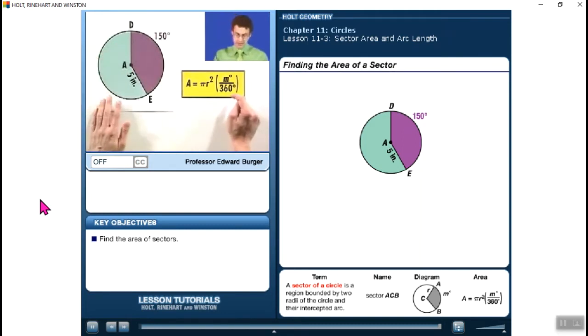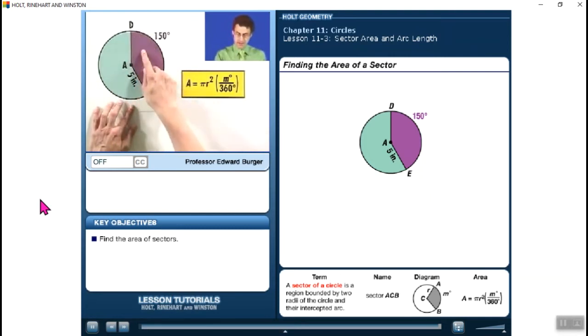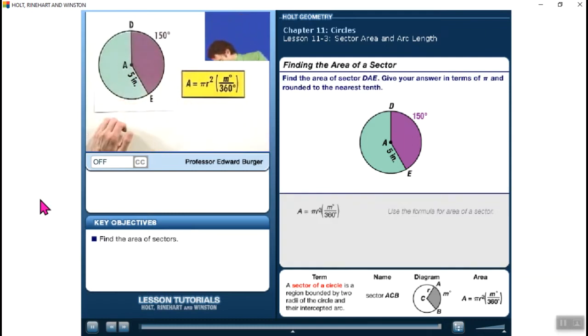So for example, here, suppose that we want to find the area of the purple sector, DAE. How would we do that? Well, we would just find out what fraction of the area we should consider. It's not a really big deal. So if you want to find the area of sector DAE, purple, that would equal pi r squared.